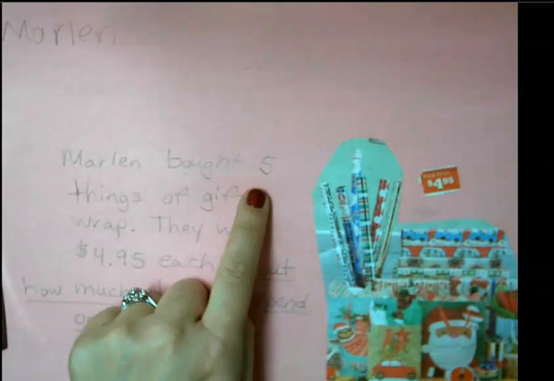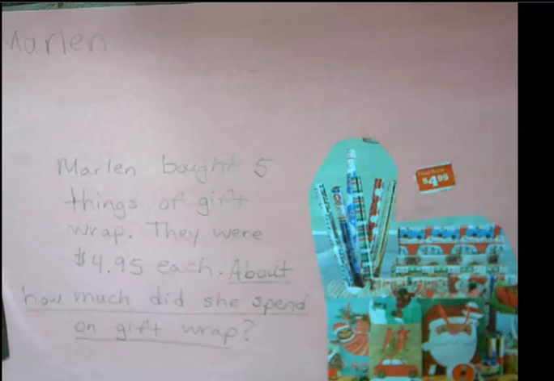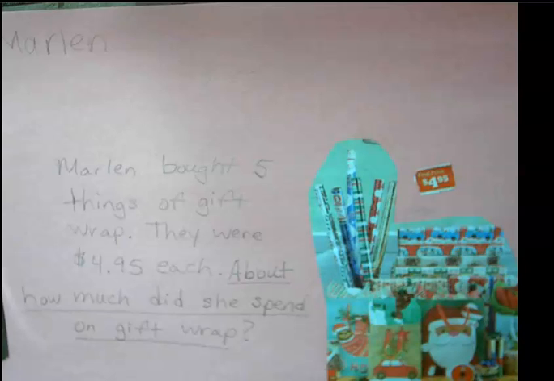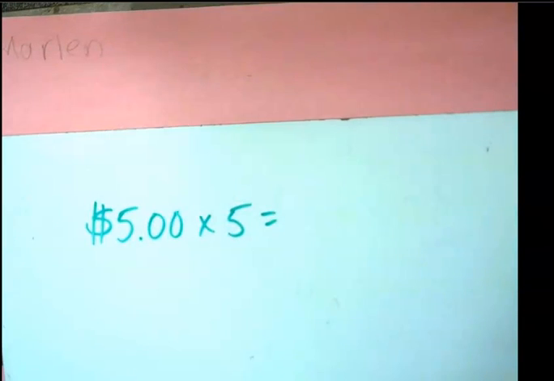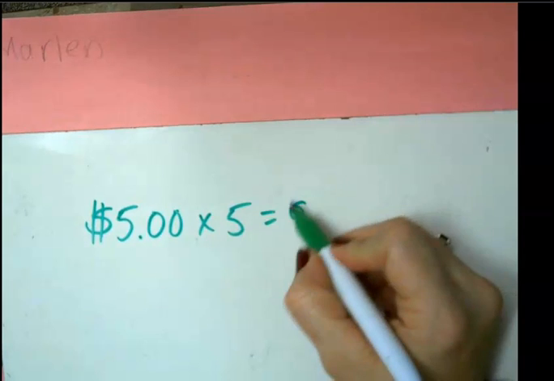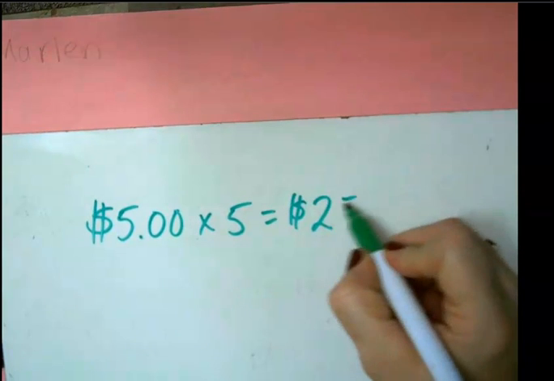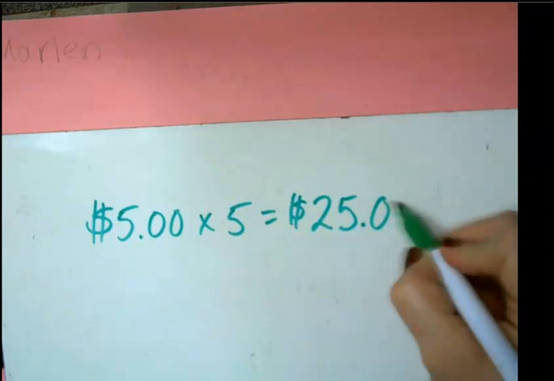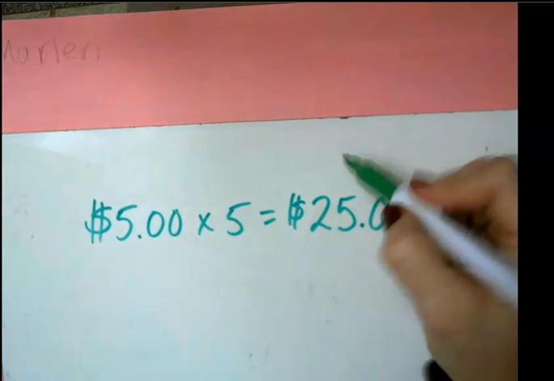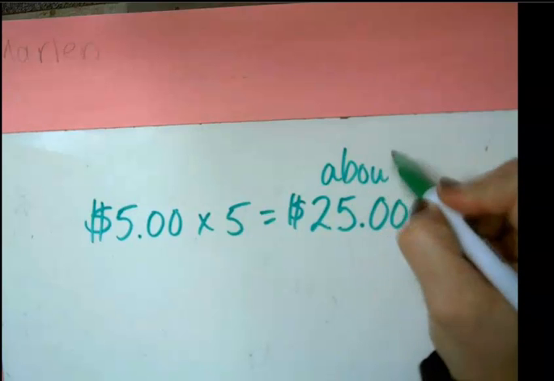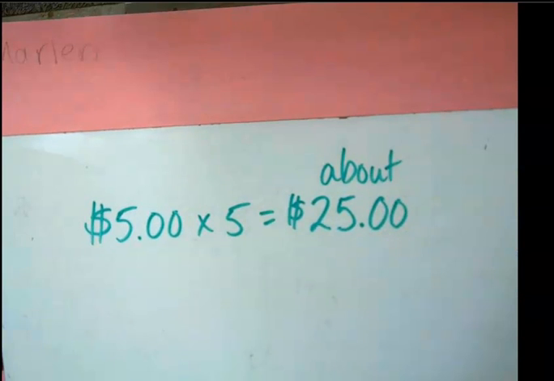She buys 5 things of gift wrap. So what do we need to do? We're going to multiply $5 times 5 things of gift wrap, right? What's 5 times 5? 5 times 5 is 25. So she spends about $25 on gift wrap.